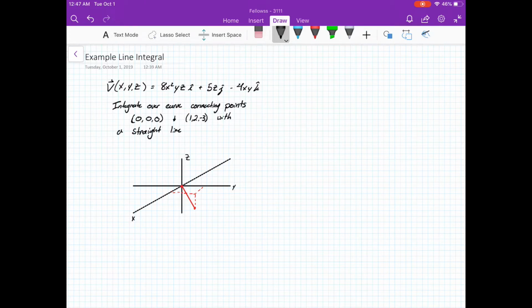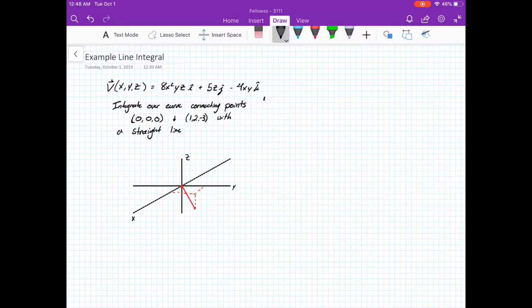Right now I'm just going to go over a real quick example. I won't be that quick, I'll try to be detailed about this because this is important. We're going to go over a line integral, right? So I've set up a problem here. We're given this vector field and we're going to integrate along this line that connects the origin to the point 1, 2, -3, along a straight line.